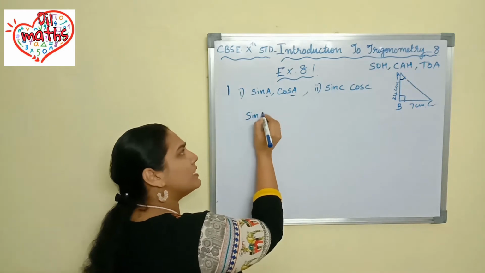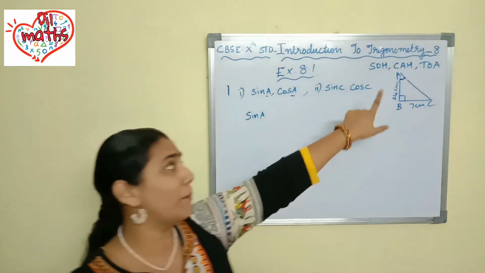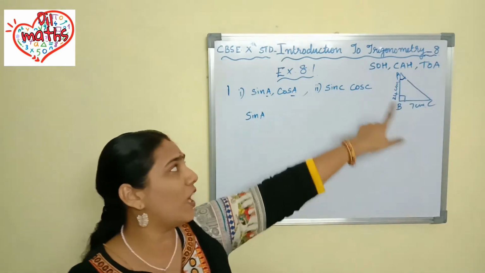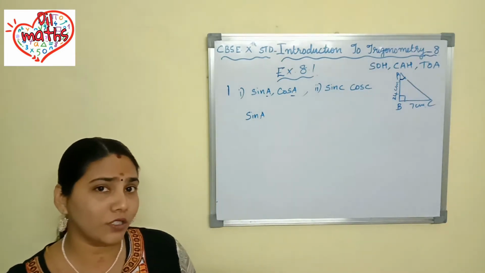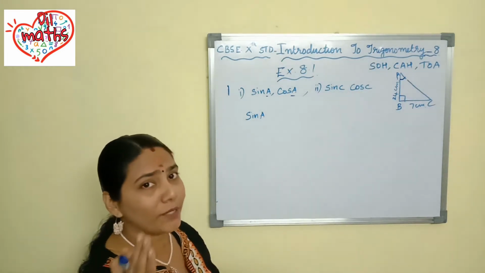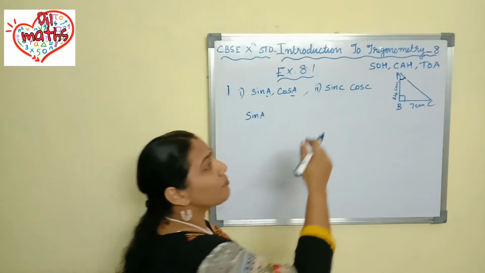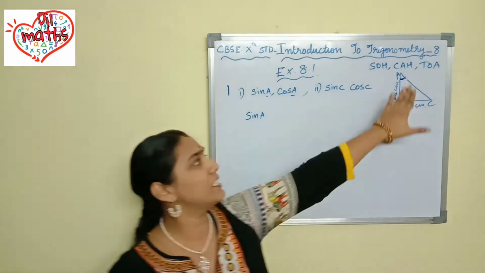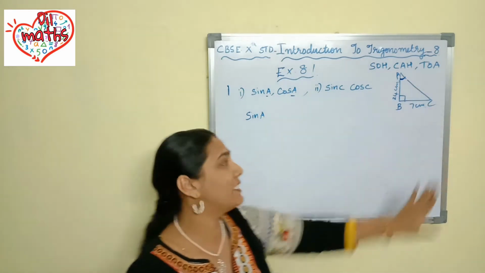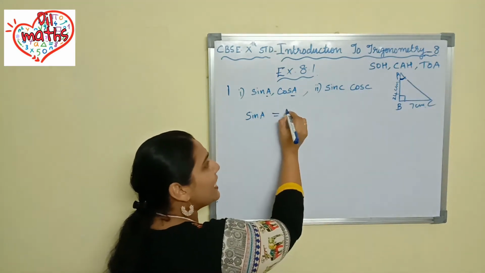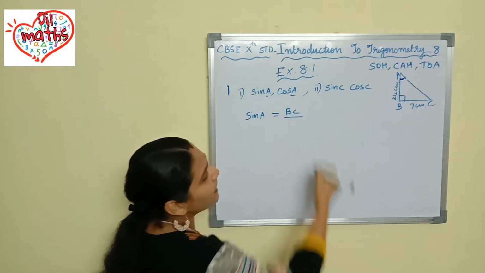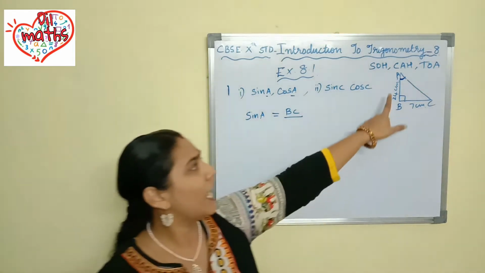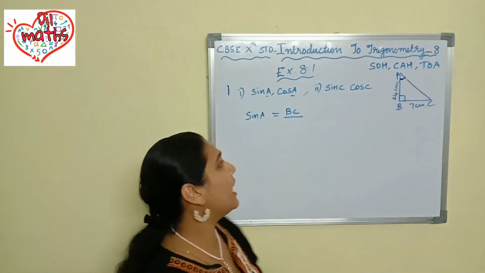Then I told you, trigonometric means the measure of the triangle. Sin is equal to opposite side by hypotenuse. What is the angle here? A is the angle. What is the opposite side with respect to A? BC is the opposite side with respect to A. So sin A is equal to BC divided by AC, the hypotenuse.